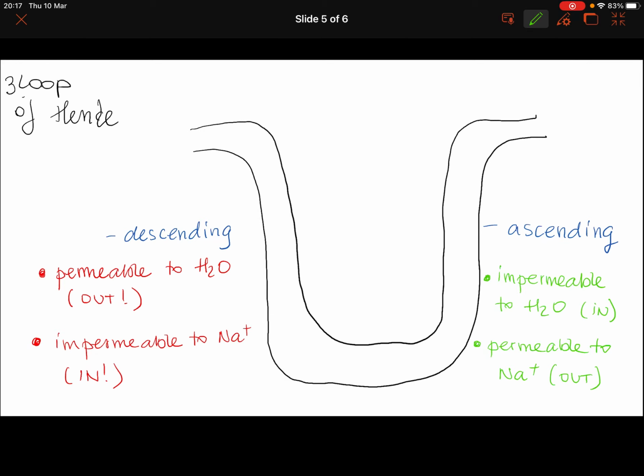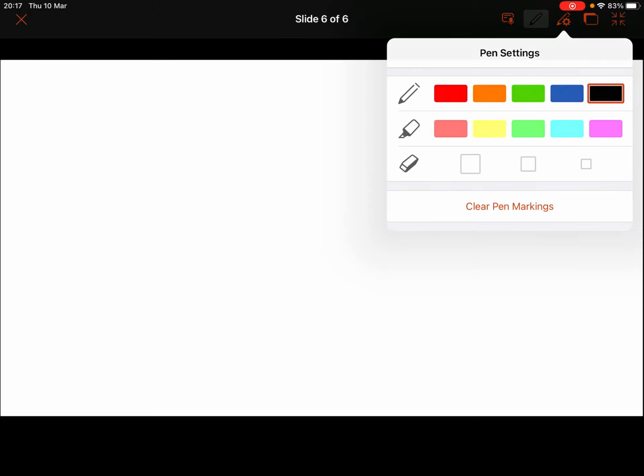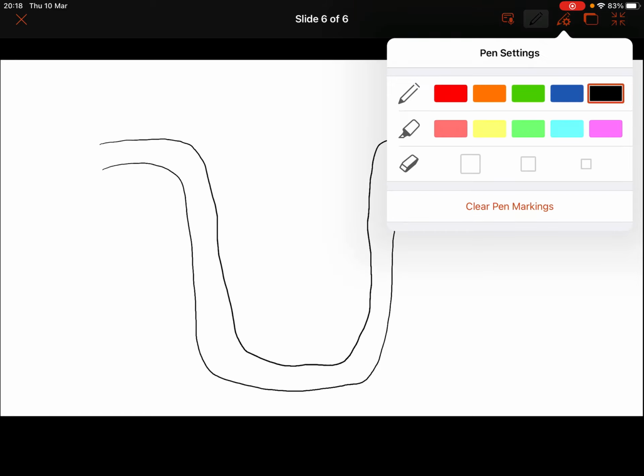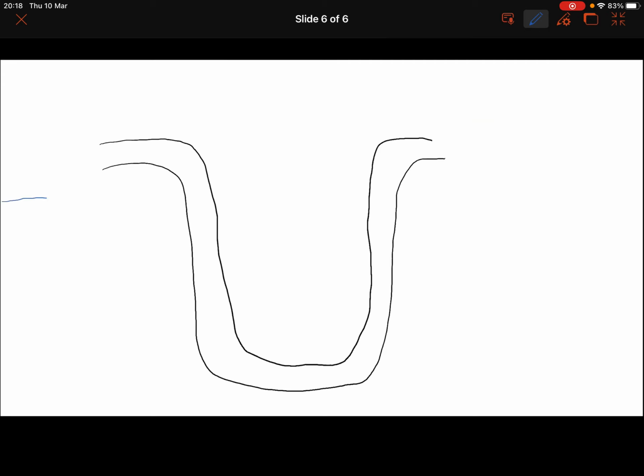So I'm going to move on to a clean slide, because there's a lot of information happening here, and draw our loop of Henle one more time without the labels, so I have the space to explain what happens in each of those limbs. Remember, we are now in the medulla. This part of the nephron here is in the medulla. We were in the cortex before.